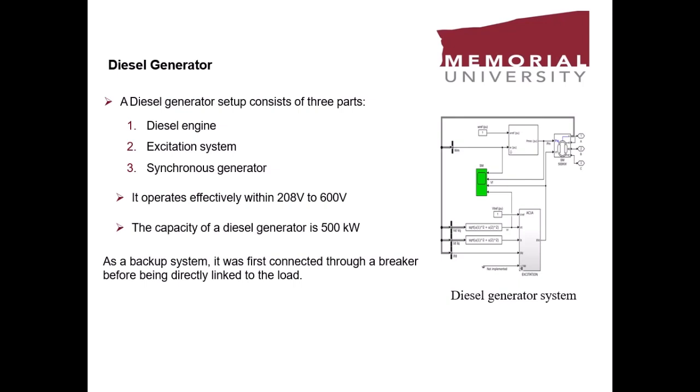According to this picture, the diesel generator includes a diesel engine, excitation system, and synchronous generator. It operates effectively between 208 volts and 600 volts. The capacity of the diesel generator is 500 kilowatts. As a backup system, it is first connected to a breaker before being directly linked to the load.